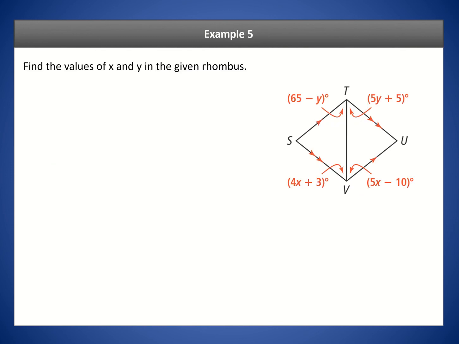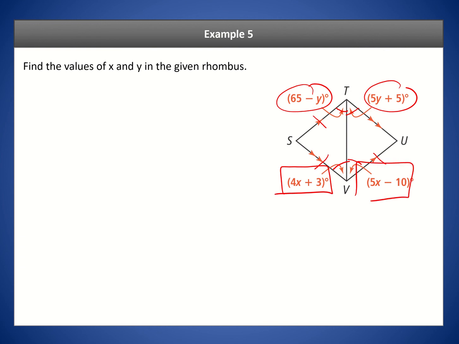All right, so we want to look for the values of x and y in the given rhombus. So we have here that because it is a rhombus, we know that these sides are the same length. And we also know that these angles have to be the same because for a rhombus, the angle gets cut in half. So we can set these two equal to each other, and then we can also set these two equal to each other. So let's set the circled ones equal to each other first.